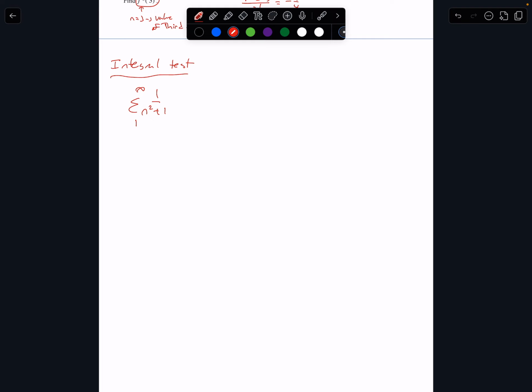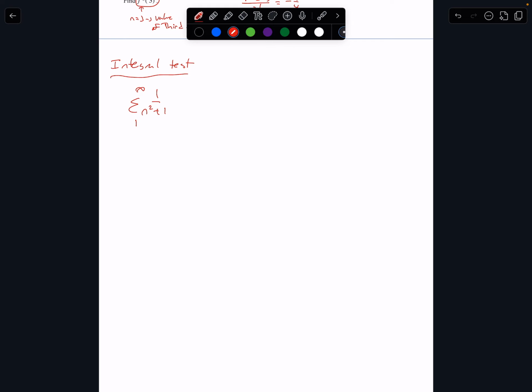So we've got this series here, 1 over n squared plus 1, and we want to know: does it converge or diverge? Typically for this series, I would use direct comparison. I think it'd be a lot easier. But in this case, we're going to have a little bit of fun and use the integral instead. First thing we have to do is redefine this as a function.